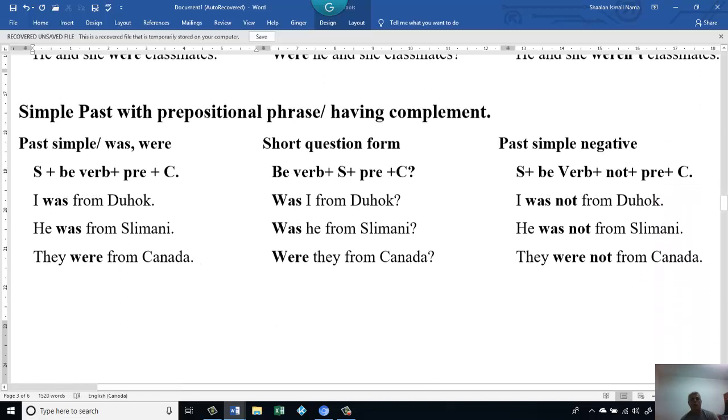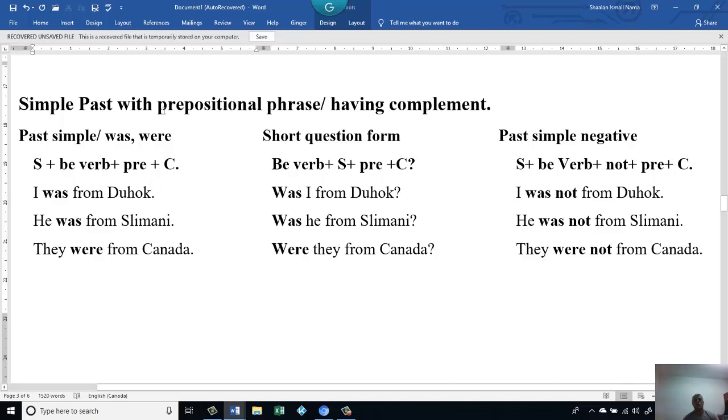Okay, let's continue. Simple past with prepositional phrases having a complement. For example, if you look at these sentences, we say, I was from the hook. I is the subject, was is the auxiliary verb in the past, from is the preposition. Then we have the hook, the noun of the preposition. Sometimes we say object for the preposition from. If you make it a short answer question form, was I from the hook? Make it negative: I was not from the hook.